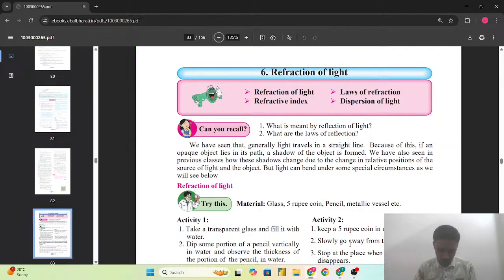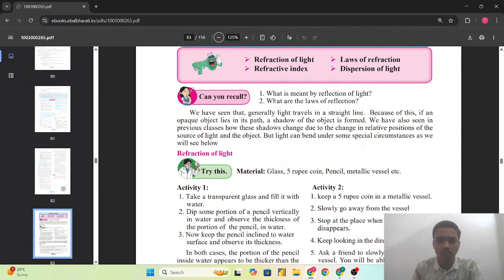Hello everyone. So we are going to start with our new chapter of the class 10 science one, that is the refraction of light. So let's get started with this interesting chapter. Previously we have studied about the reflection of light. So for that basics, we have given here in the can you recall section. So we will be looking at that first.